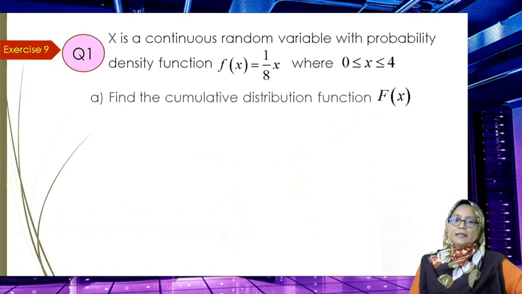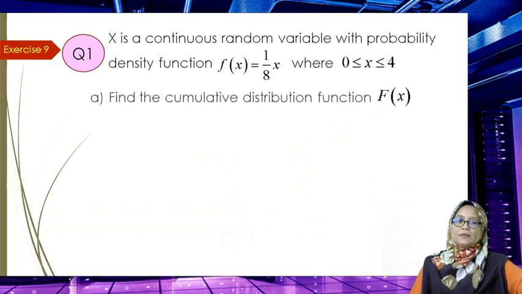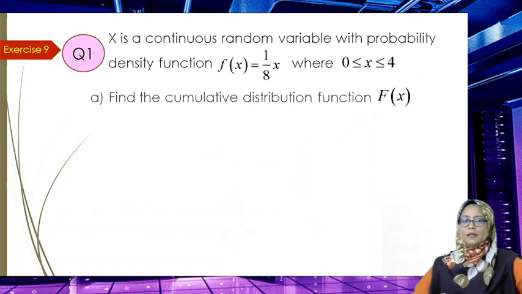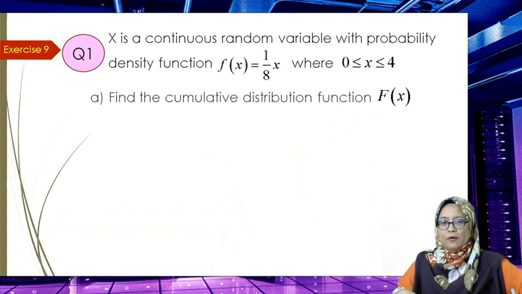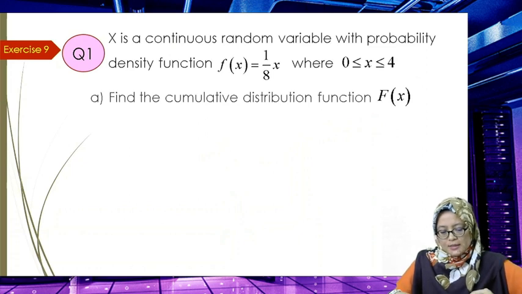Okay, so sekarang ni kita nak cari cumulative distribution function untuk continuous. Ini adalah soalan yang selalu keluar dalam exam untuk cari cumulative for continuous, so kena tengok betul-betul lah macam mana kita nak buat. Okay, so X is a continuous random variable with probability density function f(x) is 1 over 8x, where x is in interval 0 to 4. So find the cumulative distribution function. Maksudnya yang nak cari F besar dia.